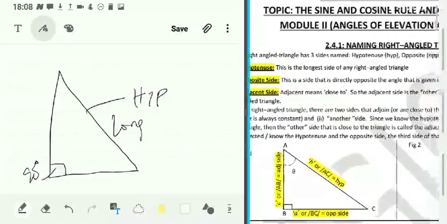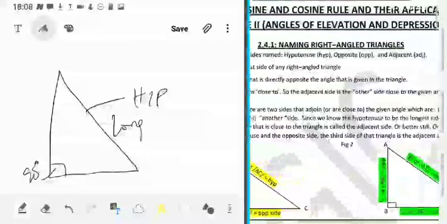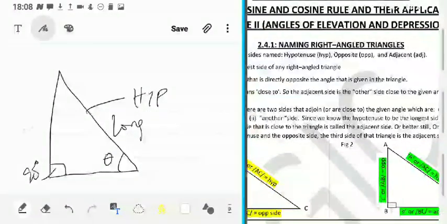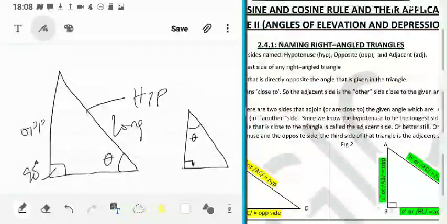The opposite side is the side that is directly opposite to the angle that is given in the triangle. So if this is where theta is, then this is the opposite side. Let me draw another smaller triangle here. If this is where theta is, then this is going to be the opposite side. Hypotenuse remains constant. Hypotenuse never changes, the longest side. So it is theta, or the angle that is given, that will determine which side you are going to be using for your opposite.